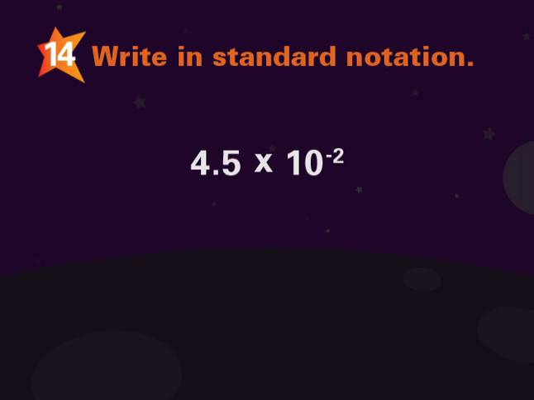In problem 14 of your lesson notes, write 4 5/10 times 10 to the -2nd power in standard notation. All you have to do is move the decimal point in 4 5/10 2 places to the left. The number is 45 thousandths.